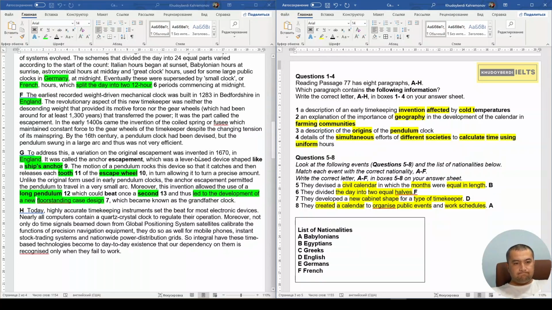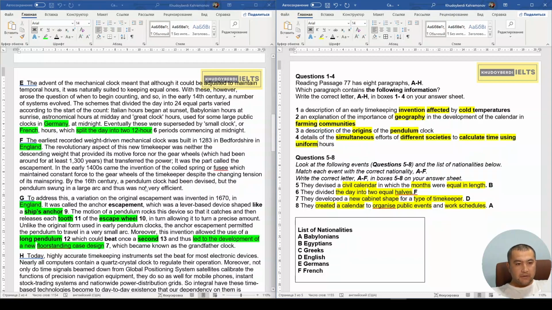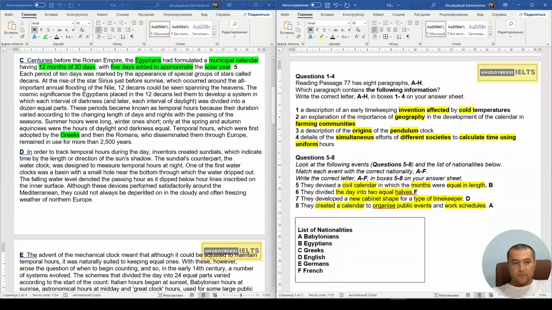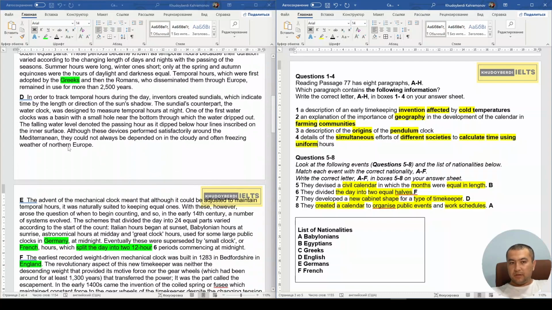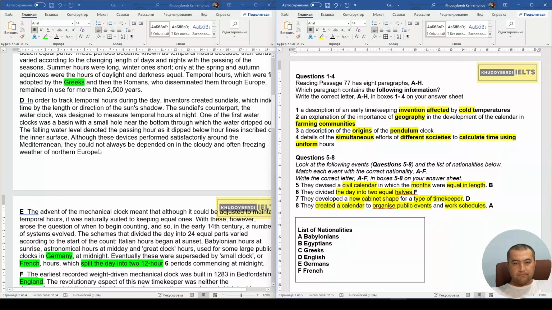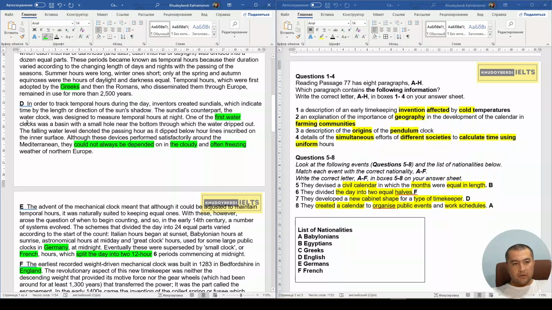All right, this one, I think it shouldn't be so difficult, right? So let's just begin with the D one, because if you pay attention here, we have some keywords. They could not always be dependent on the cloudy and often freezing weather, because it's about water clock, right? One of the first water clocks was a basin with a small hole near the bottom through which water dripped out, right? And it's talking about water clocks and invention affected, right? Invention, it's about invention, and it's about early.